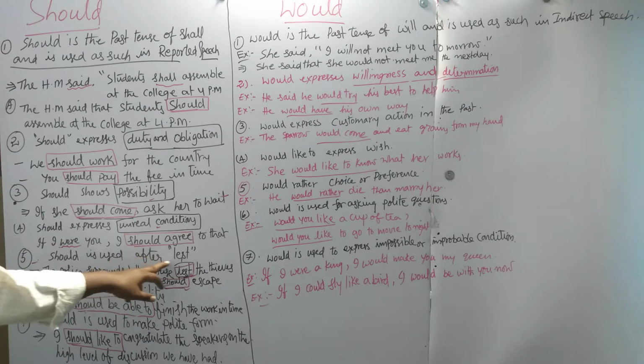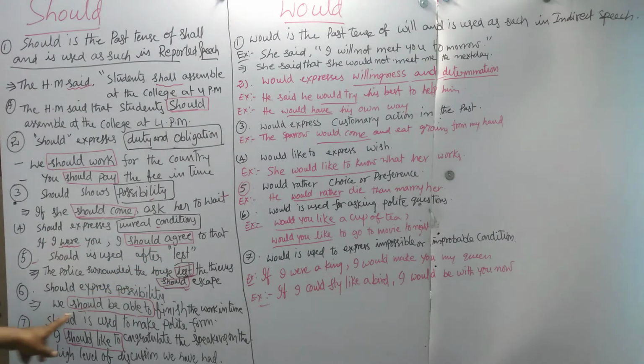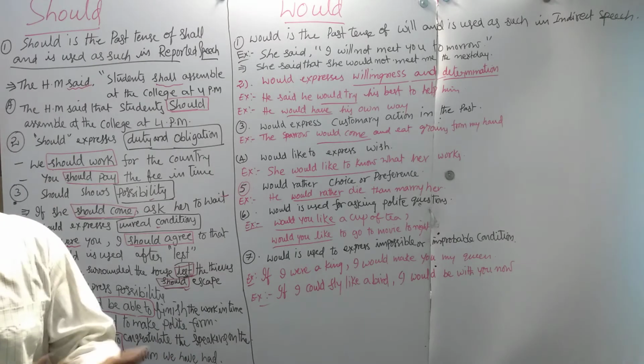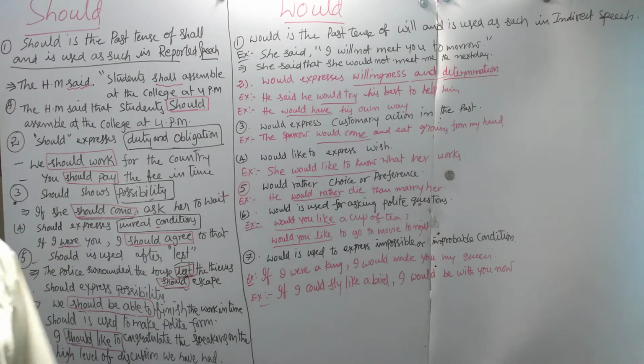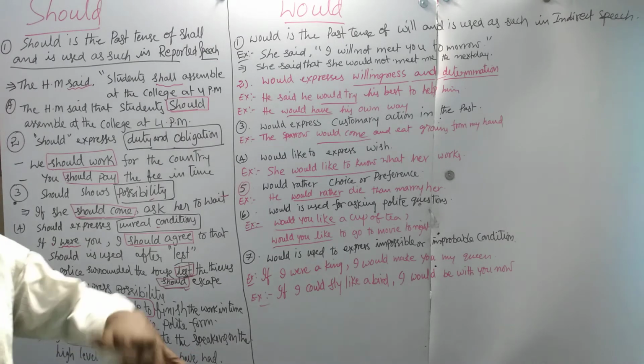Next one, after lest we have to use should. Should be able expresses possibility. We should be able to do the work. We should be able to finish the work in a proper manner. Next, should is used to make polite form, polite way, to make polite statements.